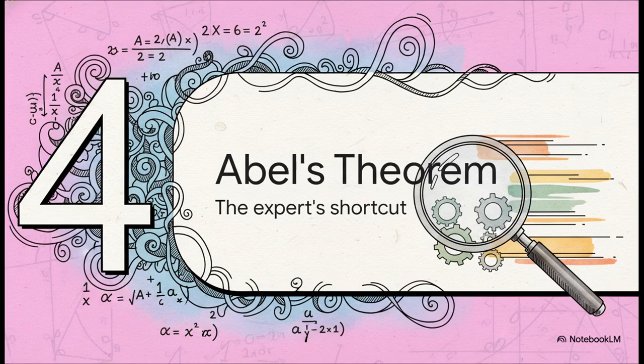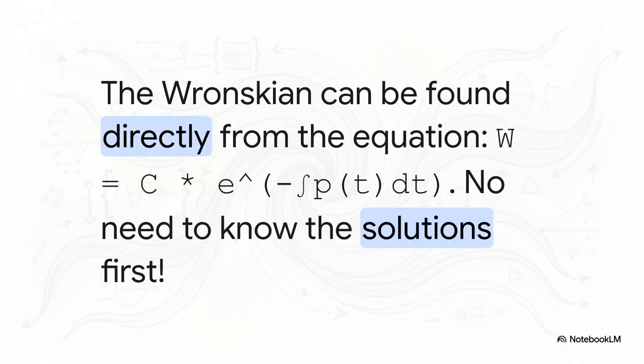All right, let's add another tool to our belt. Calculating the Wronskian is super useful, but sometimes there's a faster way. Think of Abel's theorem as the expert investigator's secret weapon. It's a powerful shortcut that can save us a ton of time and effort. Now check this out. Abel's theorem gives us a formula for the Wronskian using just the differential equation itself. And here's the really wild part. Notice how it only depends on that p of t term, the thing next to y prime. That means we can find out what the Wronskian is doing without even knowing what the solutions y1 and y2 are. How cool is that?